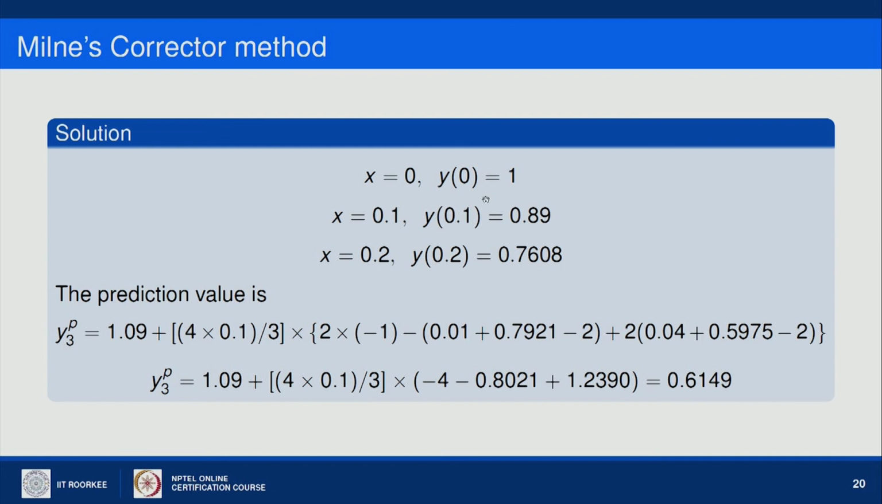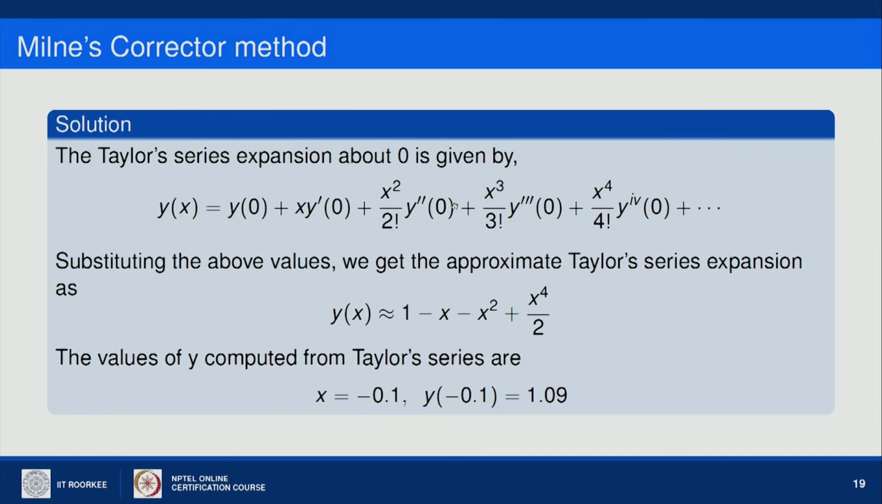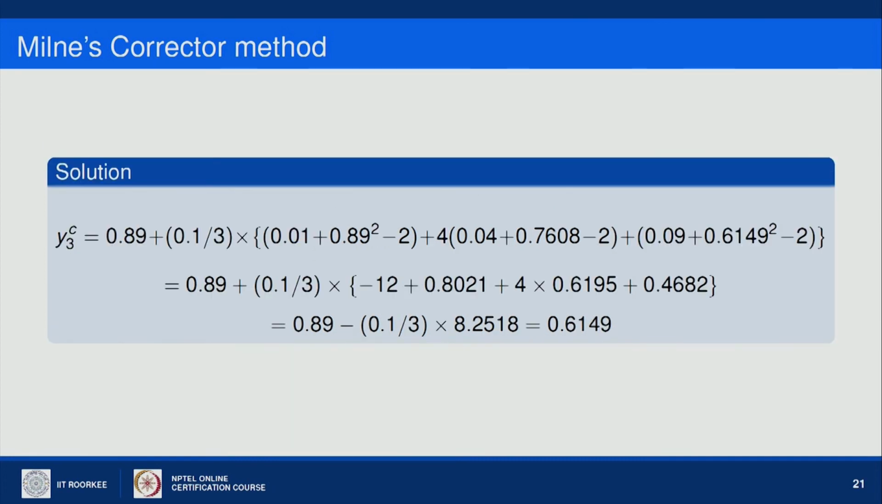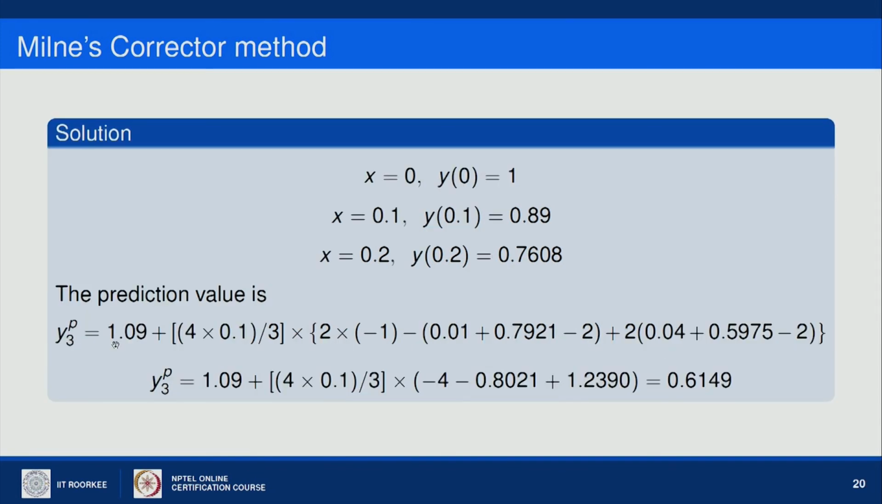Now I have all these values of y at these 4 points. So I will calculate the value of y at 0.3 using the Milne predictor formula. So I will put the values in this formula, and after simplifying it, I am getting this value as 0.6149. This is the predicted value of y3.